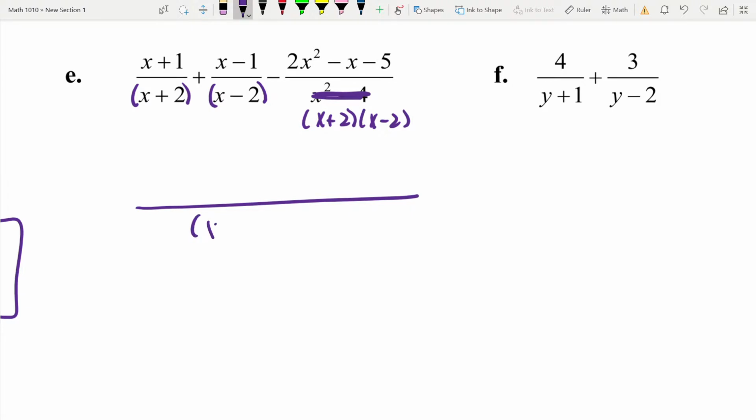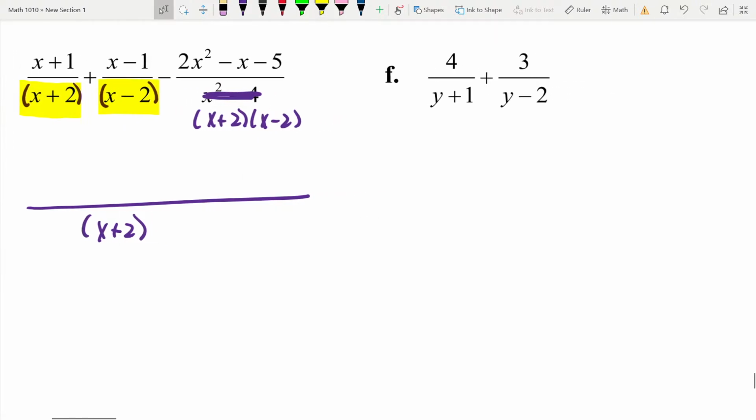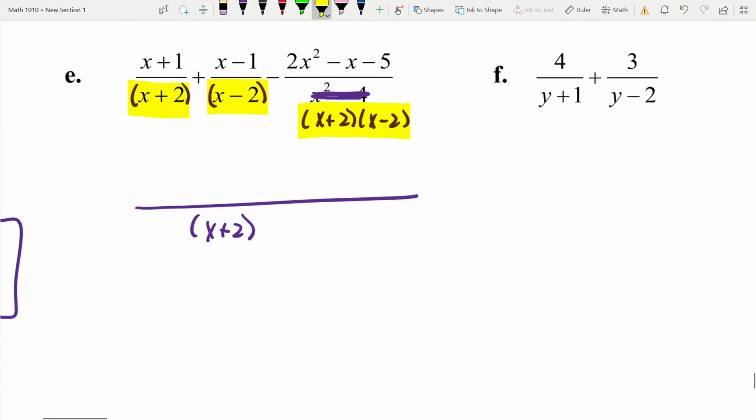Look, I need x plus 2's. Watch. This guy has 1. This guy has none. This guy has 1. 1, 0, 1. Do I need 2? Tell me. Why not? You know the easiest answer? Nobody has 2. If nobody has 2, don't take 2. You just take the biggest that anybody has. I have to have x minus 2's. This guy has none. This guy has 1. This guy has 1. How many do I need? Just 1.